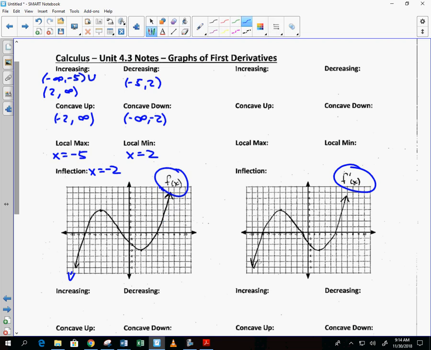Okay, so we look at f prime of x. We have to consider the definition of increasing. A function is increasing when f prime is positive. When is f prime positive? -8 to -1, union with 5 to infinity. Where is it decreasing? -1 to 5.